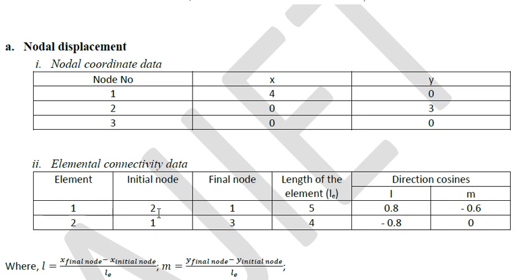Until the previous problem, I had taken 1 as initial node and 2 as final node. I have just replaced it to clarify the things. So it will be final minus initial: 4 minus 0 by 5 will be 0.8, and 0 minus 3 by 5 will be 0.6. Now coming to the second element, final node is 3, initial node is 1. So 0 minus 4, final minus initial, by length.